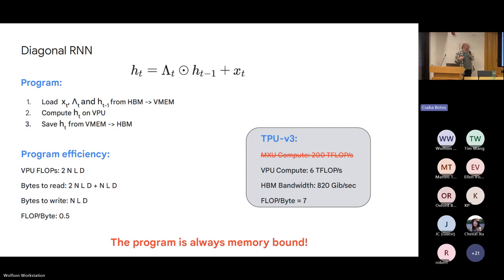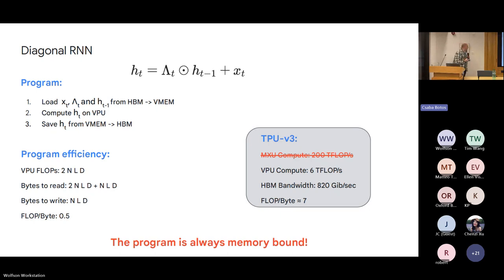And what the thing would do would be something like, okay, load my XT, my recurrent weights, capital lambda, and my previous hidden state from HBM to VMEM, compute this formula above, so compute my new HT, and then push HT to HBM. So this is sort of what you do.